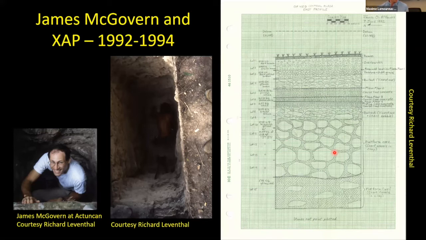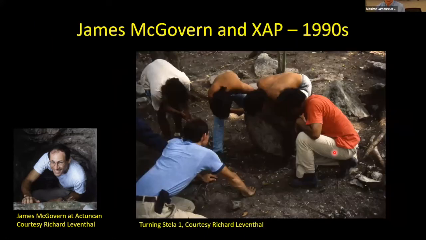So besides the volumetric analysis, he made two key findings. One is that he found Actuncan Stela 1, which is a late pre-classic monument, which is dated only stylistically, not contextually. And this monument is what Actuncan is really most known for.